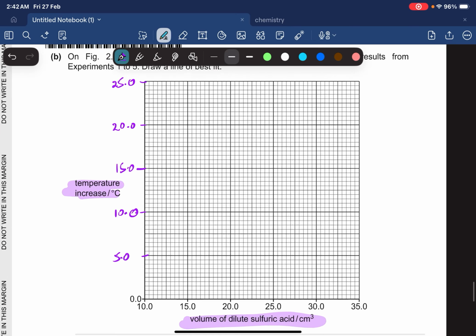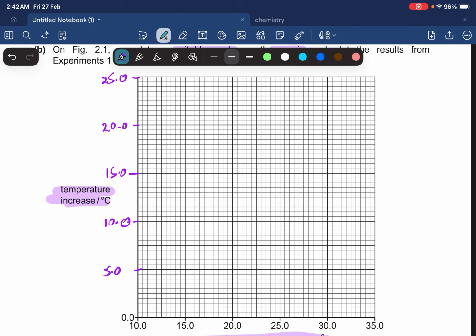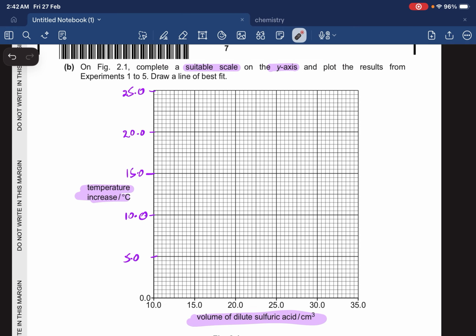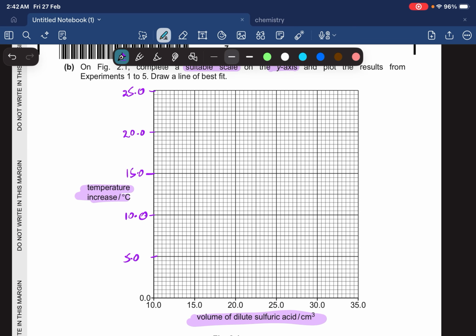By the way, I have a distinction. I have a regional distinction in physics. That's one thing about me that I've never shared, but yeah, I have a distinction in O-levels physics.